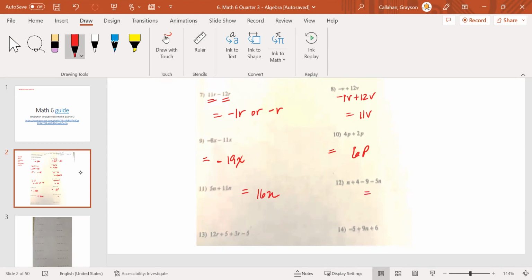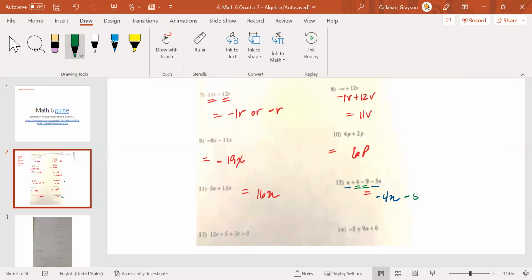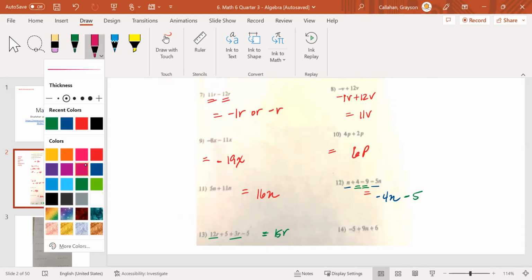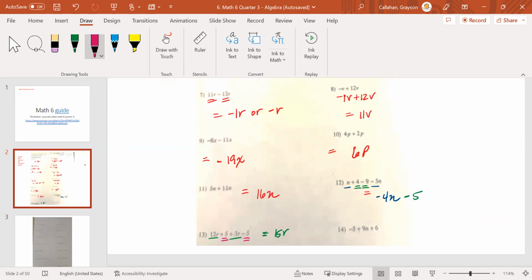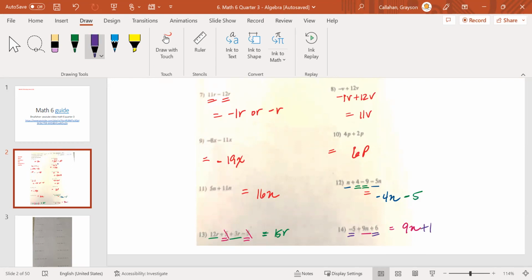Number 12, you are going to have 1n minus 5n, which is a negative 4n. And then you're going to have 4 minus 9, which is a negative 5. For number 13, you have 12r plus 3r, which is going to be a 15r. And we also have 5 minus 5, which cancels each other out, so it's just 15r. For number 14, 9n is just by itself. It's isolated. Negative 5 plus 6 is a positive 1. So that is the first page.